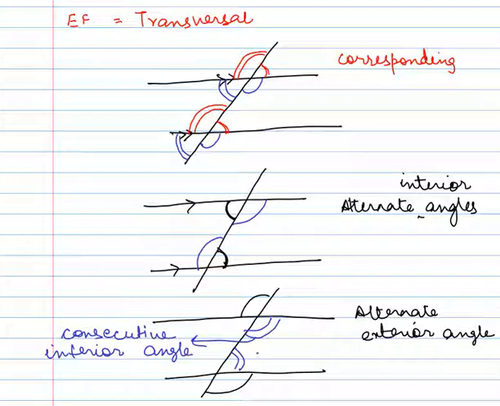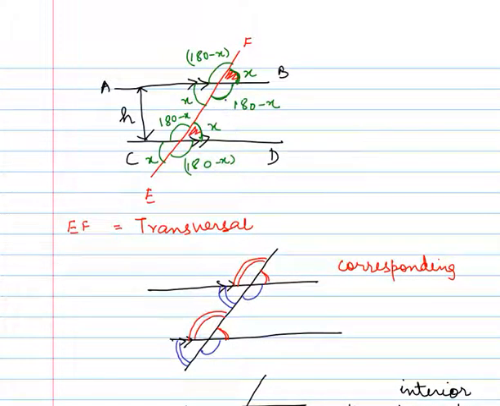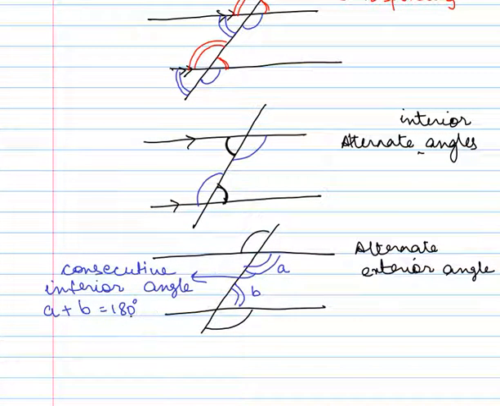Now these consecutive interior angles are not the same. Let us say this is A and this is B. So for consecutive interior angles, A plus B is equal to 180 degrees. We can see from above also. See, this angle is 180 degrees minus x and this angle is x. We are saying that these two angles are consecutive interior angles. So we can say that it is 180 minus x plus x, which makes it 180 degrees. So consecutive interior angles add up to 180 degrees, right? This was just a summary of the parallel lines.